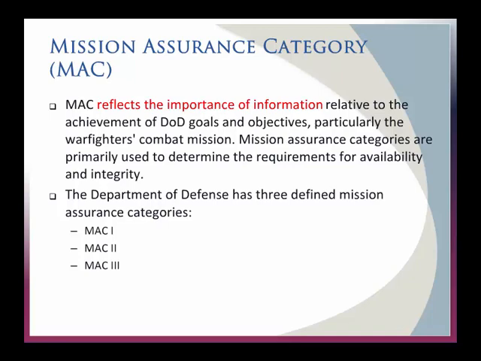So clearly, not all information is equal, even though it's all sitting on the GIG. Most of the stuff that I deal with is important to me, but it's not of mission importance to what the DoD is doing right now. So we need to be able to separate those things apart. The way we do this is the Department of Defense has defined three mission assurance categories: 1, 2, and 3. So let's take a look at those.